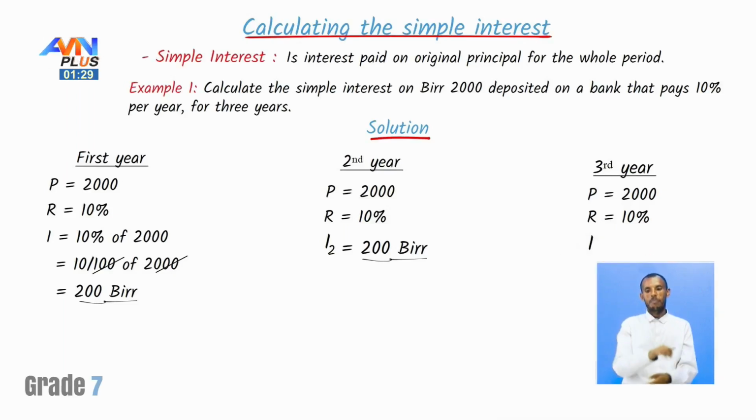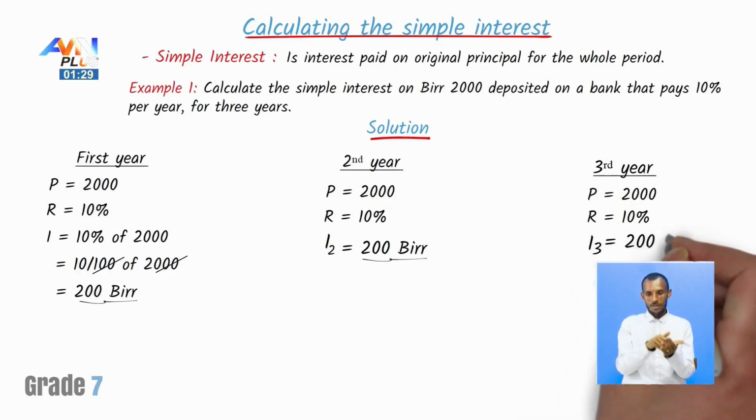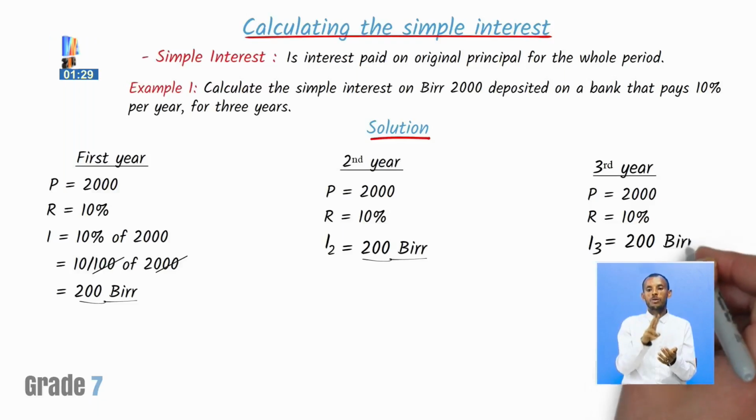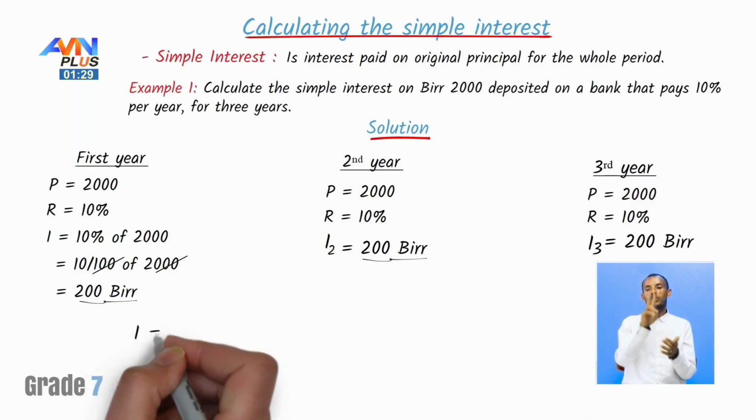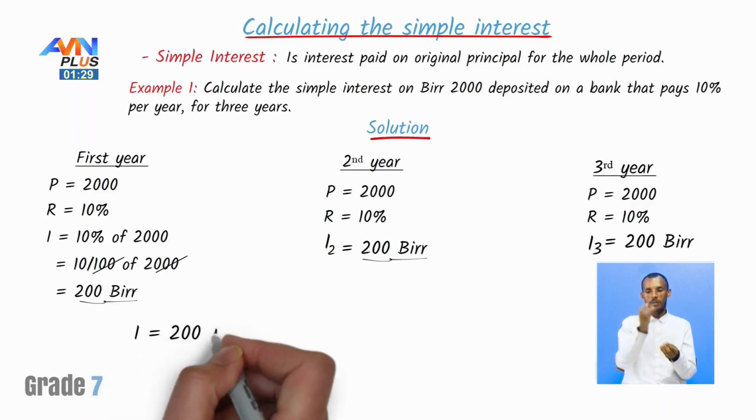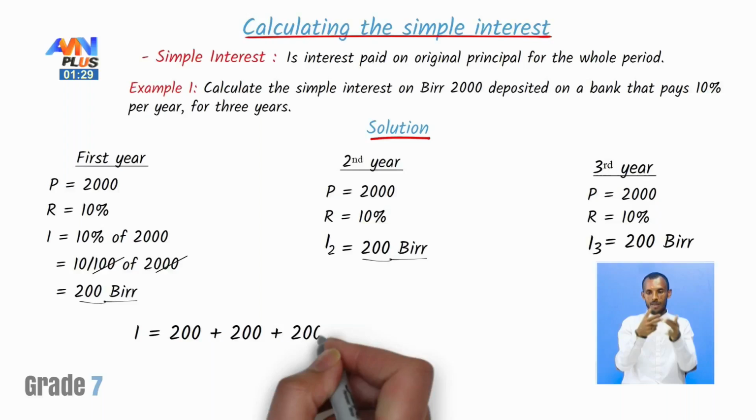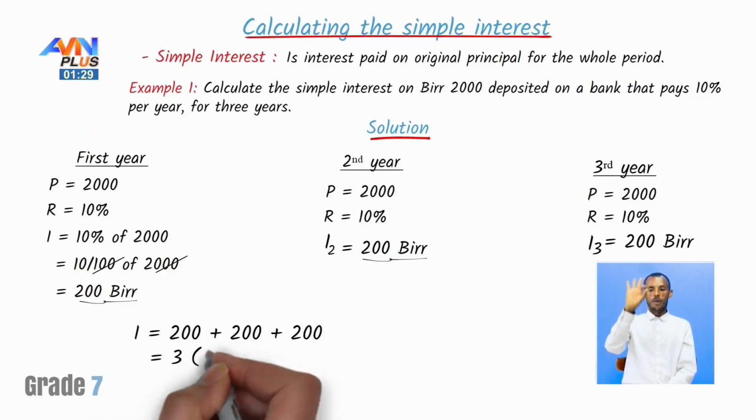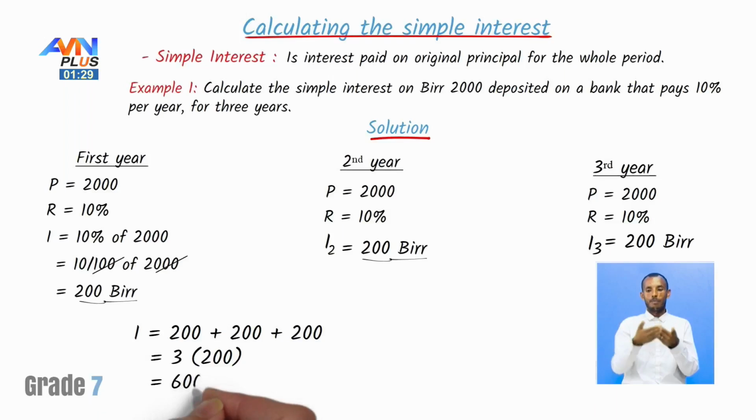Therefore, the total interest for the 3 years will be 200 plus 200 plus 200. This will be equal to 3 times 200. So you will have 600 birr. This will be the simple interest.